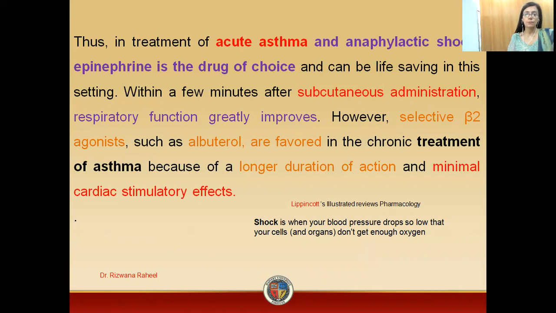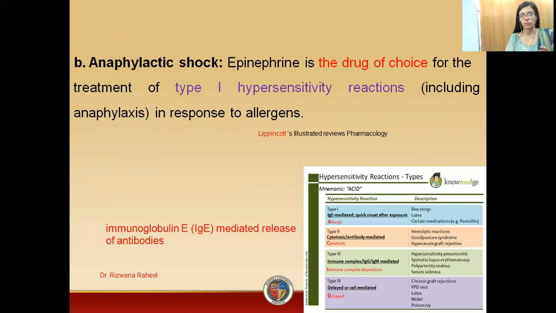But particularly for asthma, we have selective drugs in the market. For example, we have a beta 2 selective drug, that is albuterol, which is the preferred drug for the chronic treatment of asthma. Why? Because it is a specific drug which will act specifically on your beta 2 receptor without affecting your heart. Secondly, this drug has a longer duration of action.